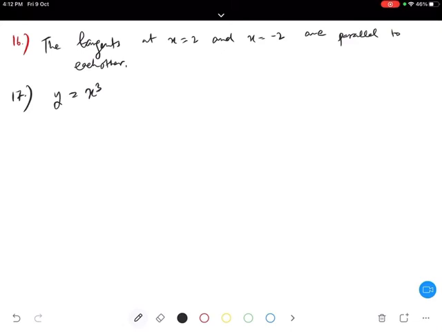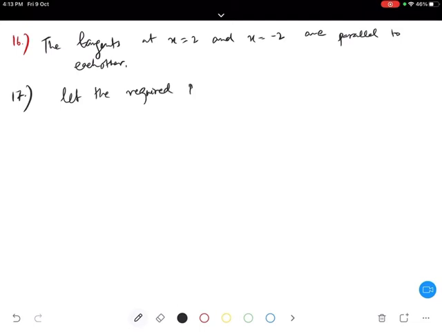Can anybody tell me what they have asked you to do here? Again, read the question. Find the points on the curve at which the slope of the tangent is equal to the y coordinate of the point. Before starting, they have asked us to find the point, so let the required point be x1, y1. I am assuming there is a point at which the slope of the tangent is equal to the y coordinate.